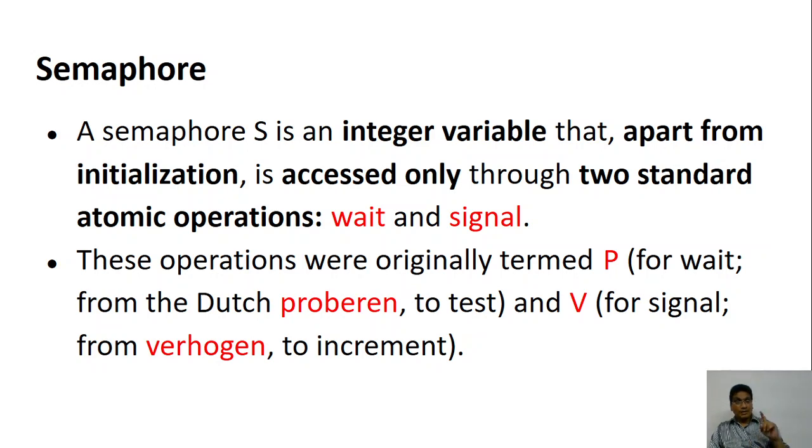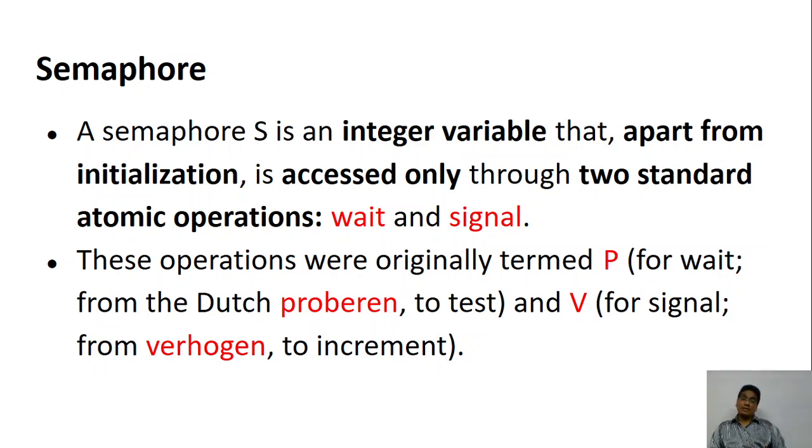So if you are calling wait, that means wait will complete. When the wait is being performed, others cannot go and disturb the process. Similarly, when you say signal, signal will go to completion, and only then will other instructions be performed. So it's an integer variable. Once it gets initialized, you can change its value by using only two functions, or two operations.